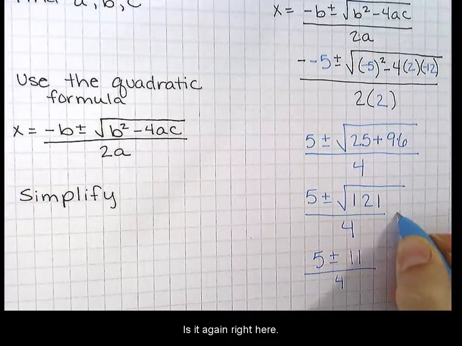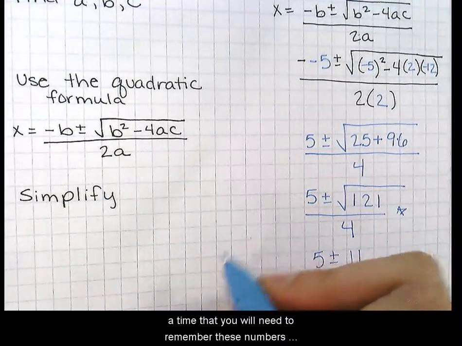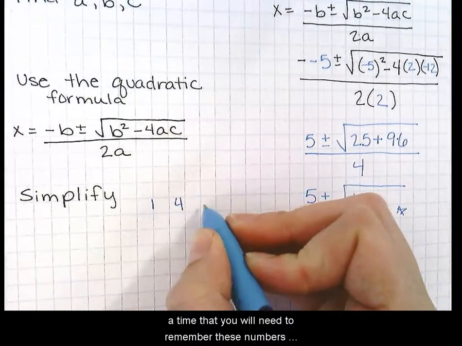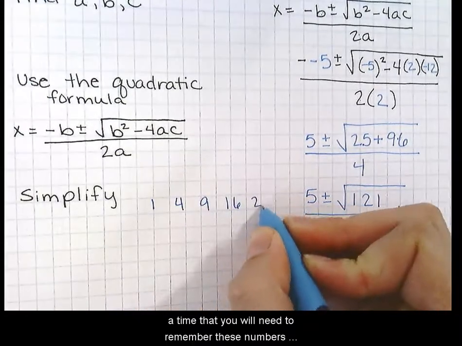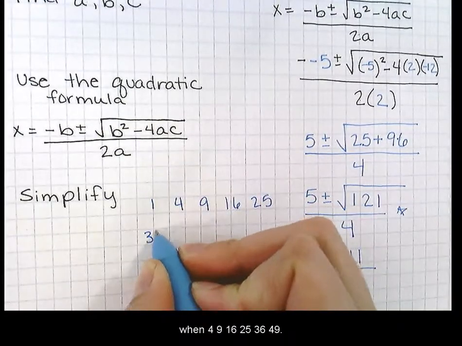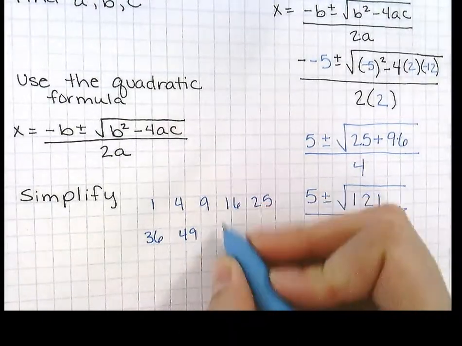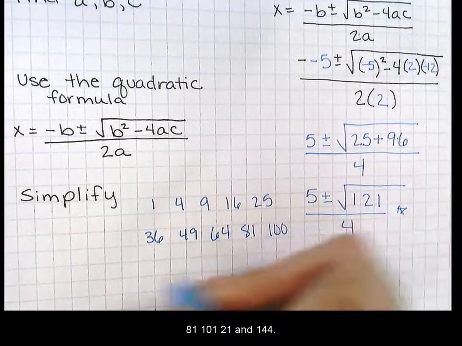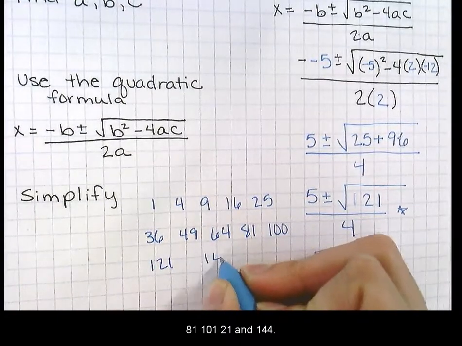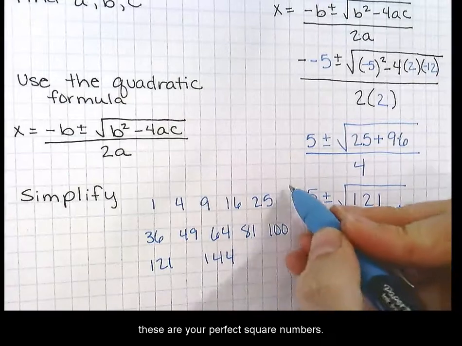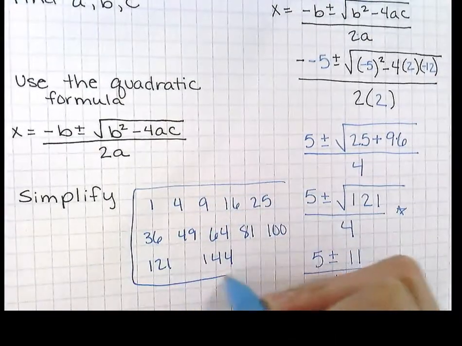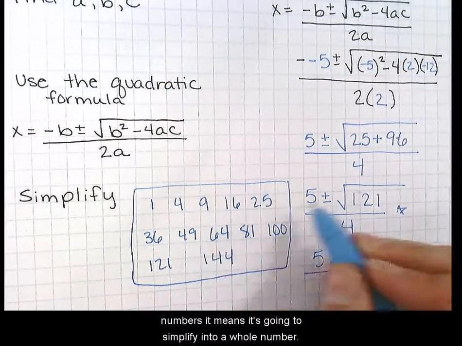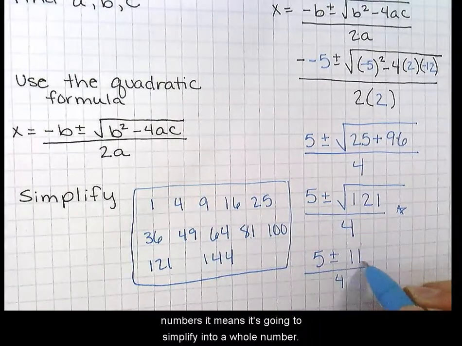This is again right here a time that you will need to remember these numbers. 1, 4, 9, 16, 25, 36, 49, 64, 81, 100, 121, and 144. These are your perfect square numbers. So if under the square root you have one of these numbers, it means it's going to simplify into a whole number.